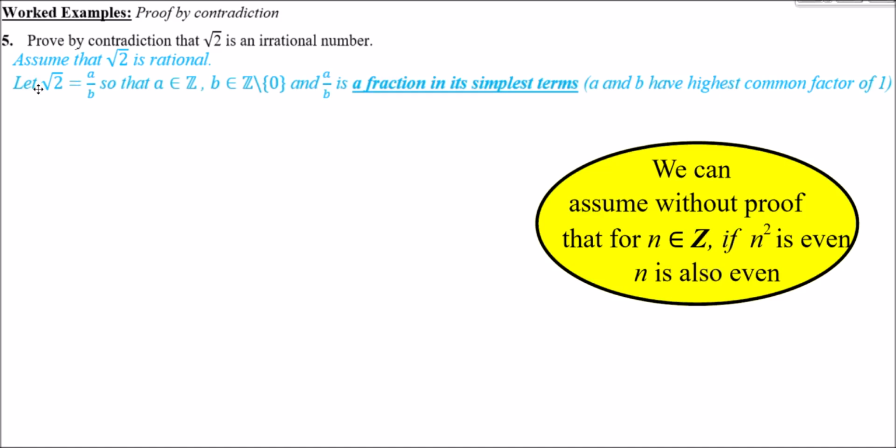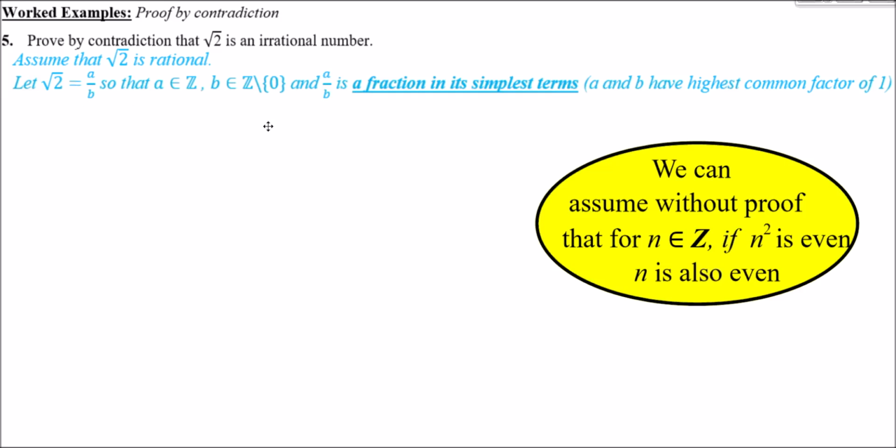So we're not assuming here that root 2 is maybe something like 2/4. We're assuming it's the fully simplified version. So for example, 2/4 is simplified down to 1/2. So importantly, a over b is a fully simplified fraction. And that's absolutely fair to assume, because any fraction, if it exists, can be fully simplified.